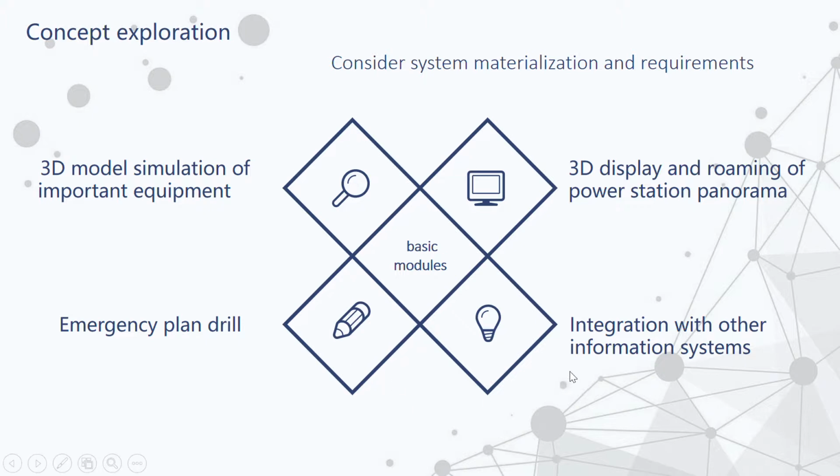The last module is integration with other information systems. This part illustrates the dynamic association of the power station with ERP, the enterprise resource planning system, with the enterprise asset management system, with the parts material management system, and with other electrical document file management systems. In the 3D scene, the real-time virtual view of the power plant can access related information and data, and enable interaction and display.